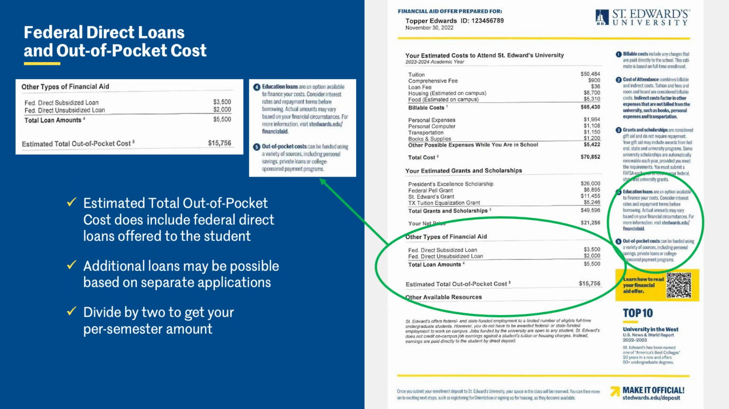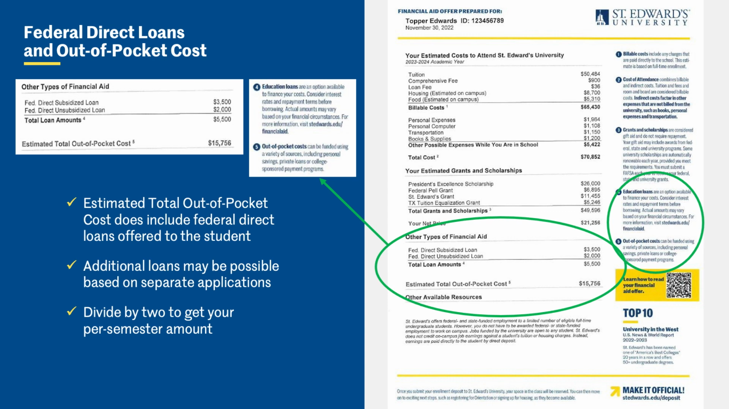The third section is regarding student loans, which are optional and can be used to finance a portion of your out-of-pocket costs. Additional loans, such as the Federal Plus loan for parents and private or alternative loans, are not listed but may be possible through other applications. Please discuss your questions about loans with your financial aid counselor.